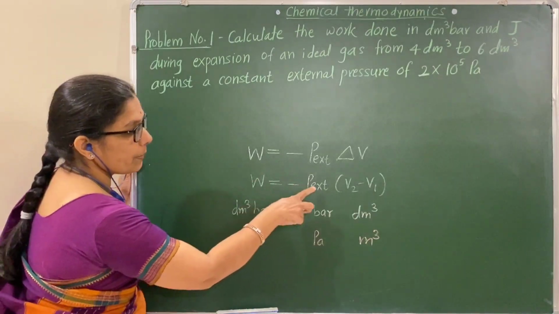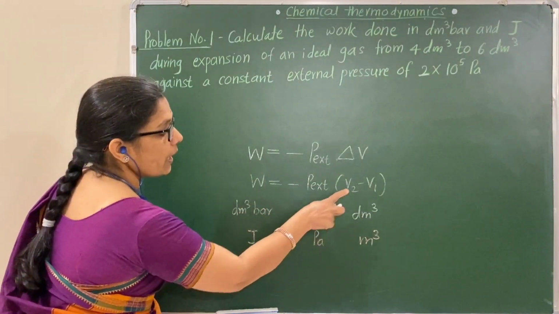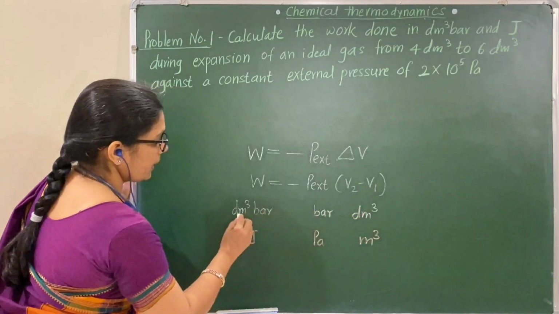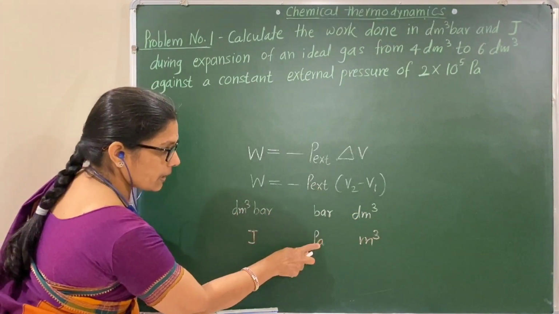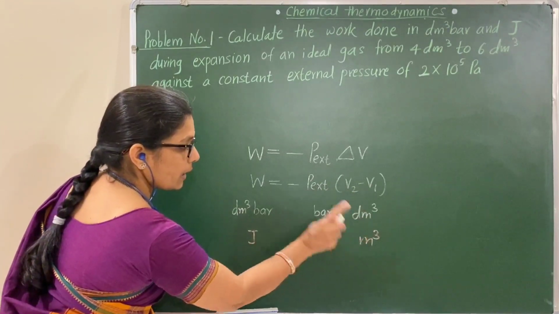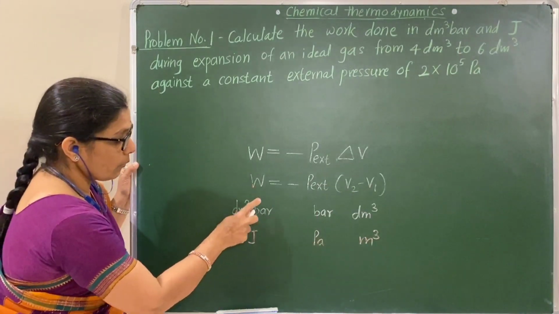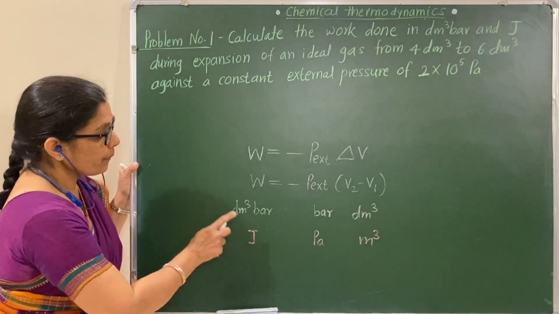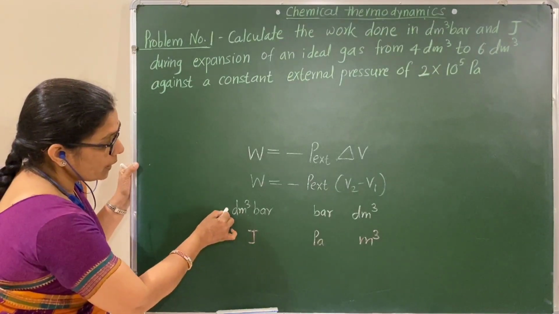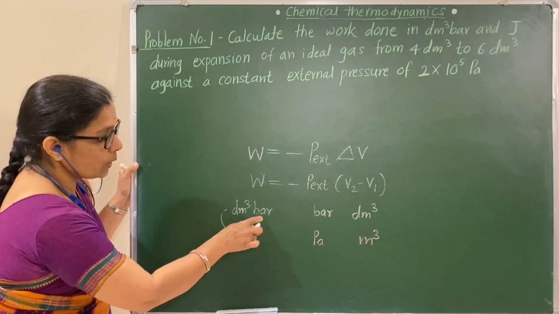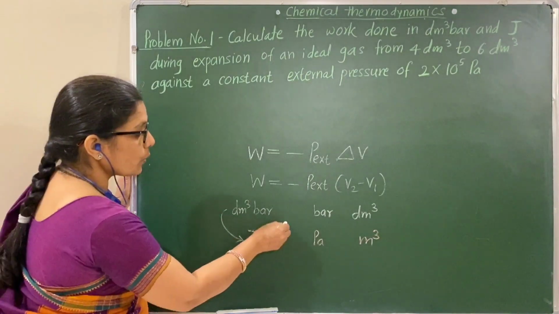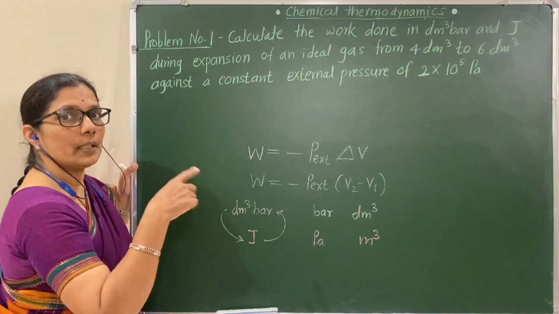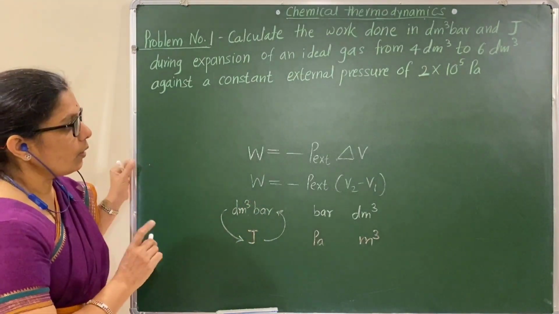Now see here, when pressure is in bar and volume is in dm cube, then work is in dm cube bar. And when pressure is in Pascal and volume is in meter cube, then work is in joule. And suppose if you want to convert dm cube bar to joule, multiply by 100, and joule to dm cube bar, divide by 100.